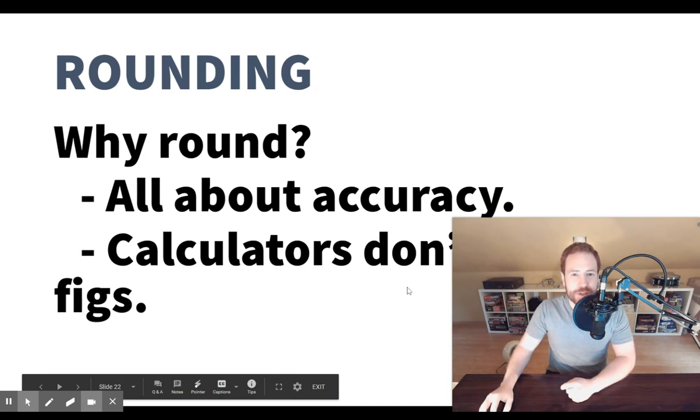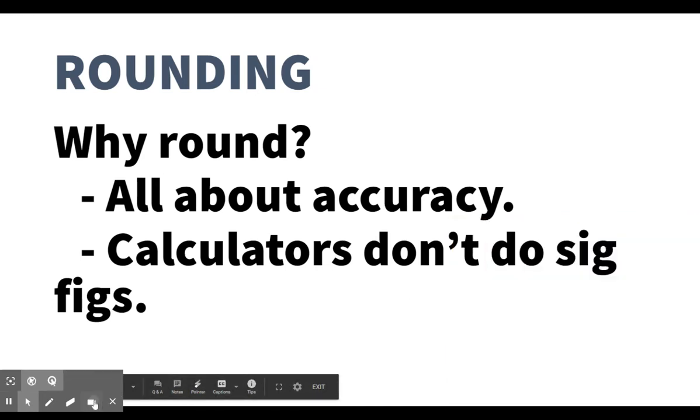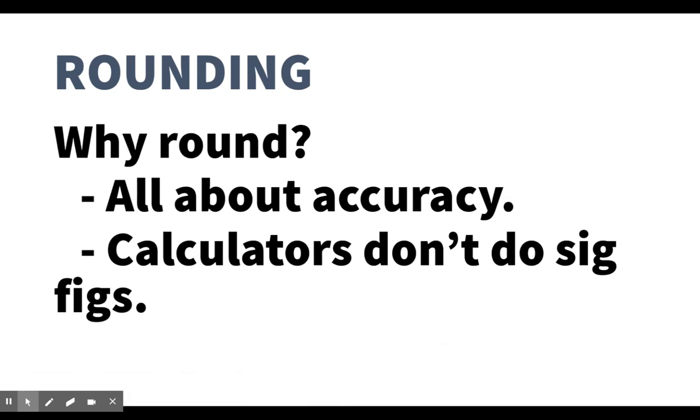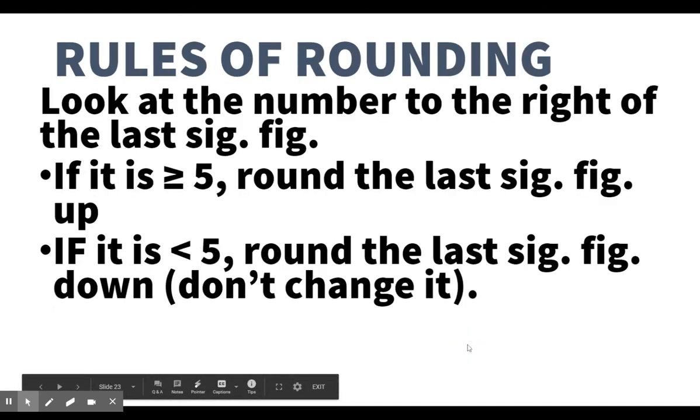The reason that you have to know these rules about rounding, and you actually have to know them in your own brain, is because calculators do not do significant figures. I have yet to find a calculator that has a sig fig function that you can turn on and it will do all of the significant figures for you. Maybe they exist out there. Maybe I'm just unaware, but it's definitely not a standard feature on calculators. And so you have to know significant figures and rounding yourself. So let's cover how rounding works.